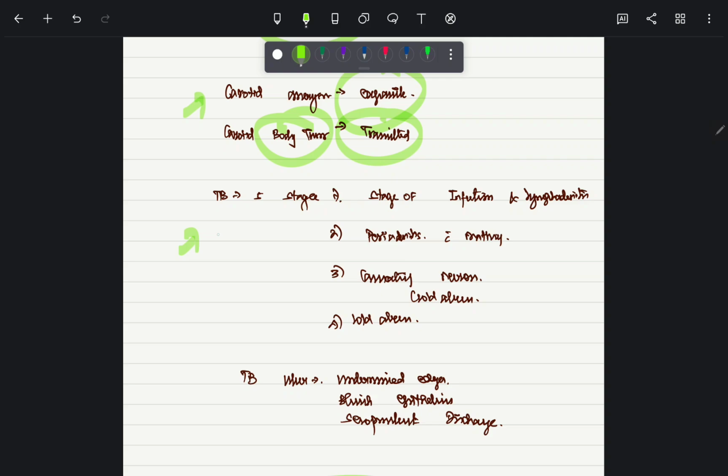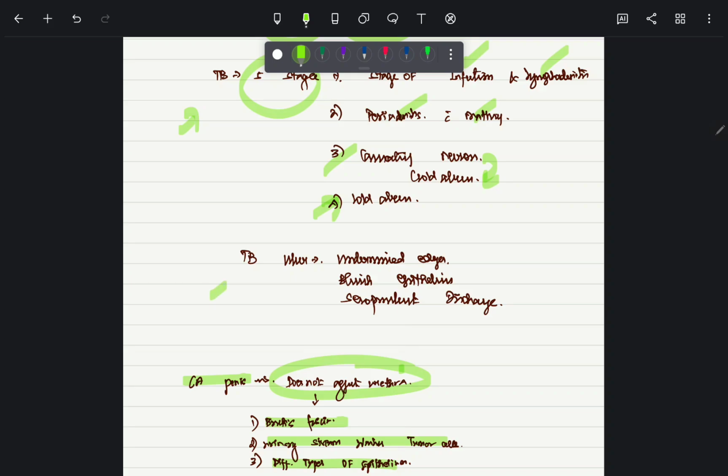In TB, there are 5 stages: stage of infection and lymphadenitis, periadenitis with matting, caseation necrosis forms cold abscess, and finally cold abscess formation. To recognize a TB ulcer: undermined edge, bluish epithelium, seropurulent discharge. I made a separate video for tuberculous ulcer.